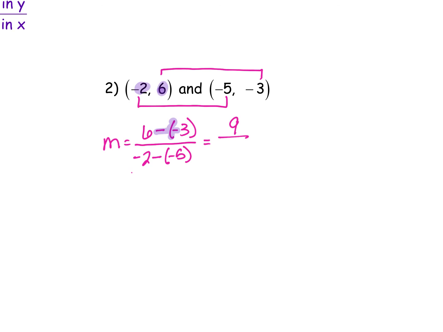So -2 plus 5 is 3. You could switch them around too. I could say 5 minus 2. Sometimes it's easier to think of it that way. So it's 9 divided by 3, which is 3. Awesome.